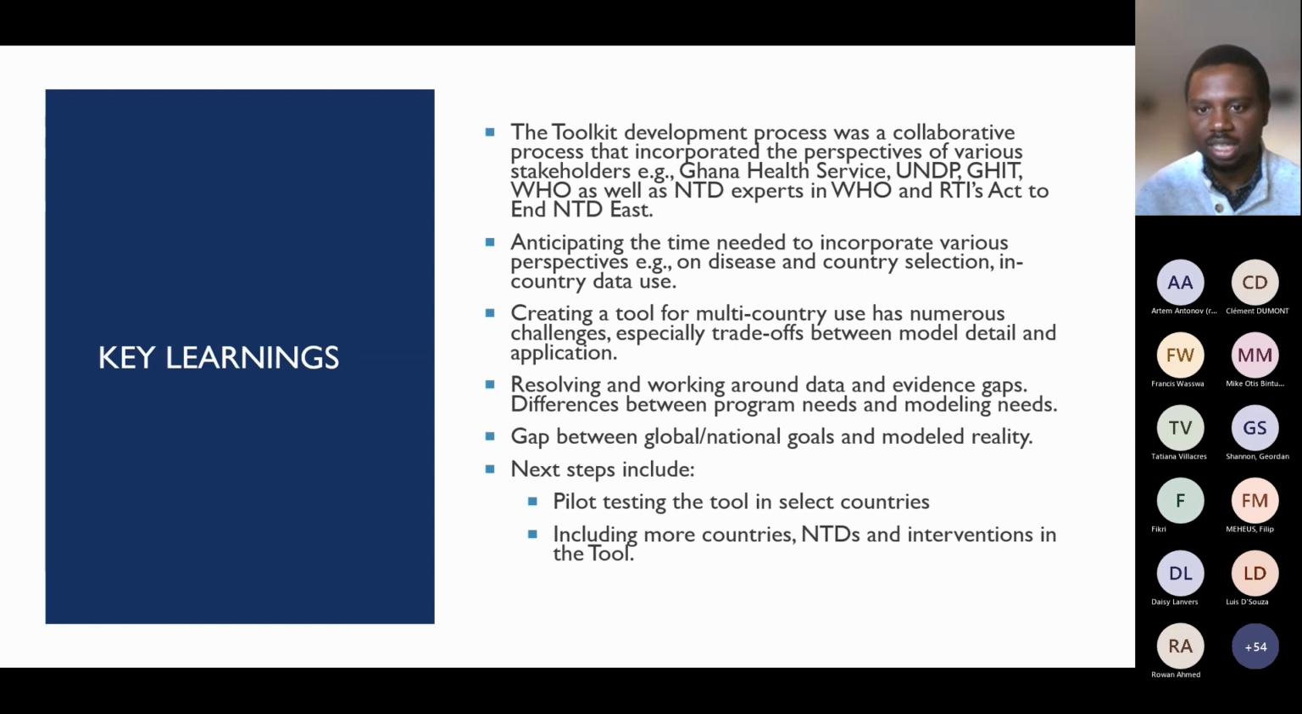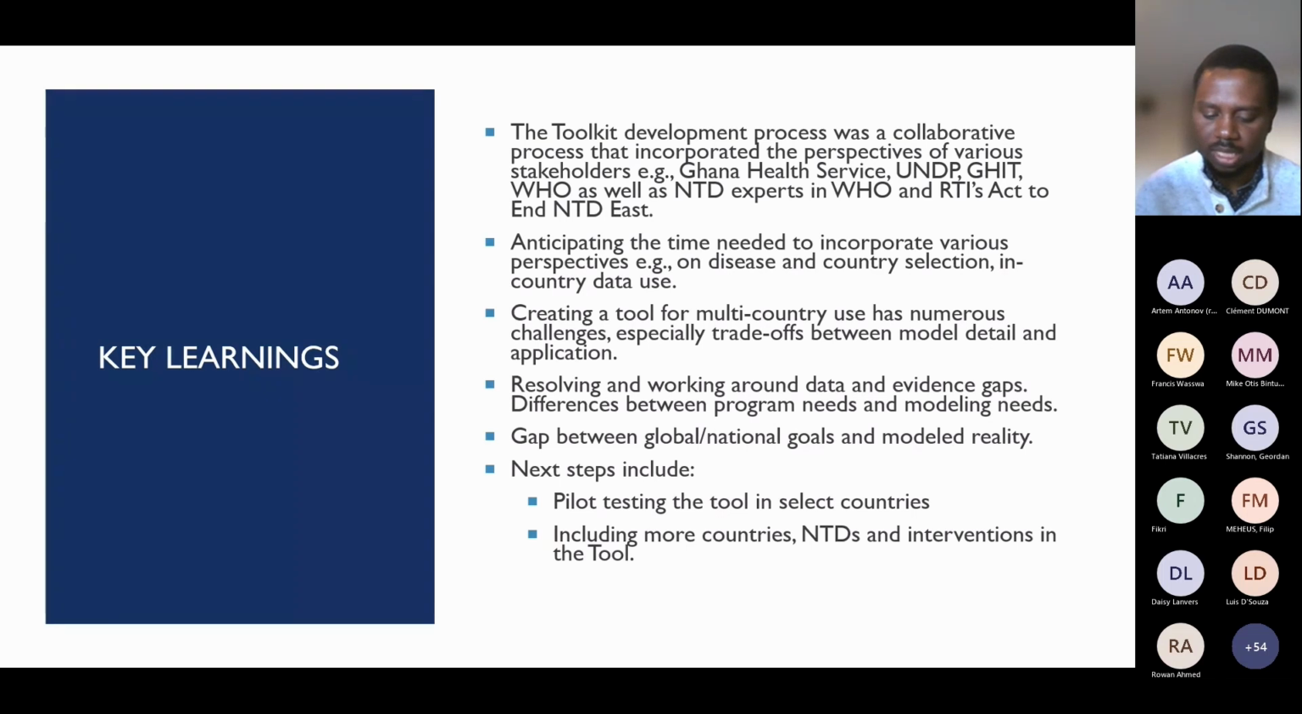So just working around those data and evidence gaps: where do you go for the country source data? Where do you approximate to the regional data? All things that we need to work around. Lastly is around just the gap between global goals and model reality. So for example, a country might say we want to understand what happens in a particular district. And so just figuring out how to train the model and train your tool to go from national to just the regional or district level is also something we are learning and it's a work in progress.